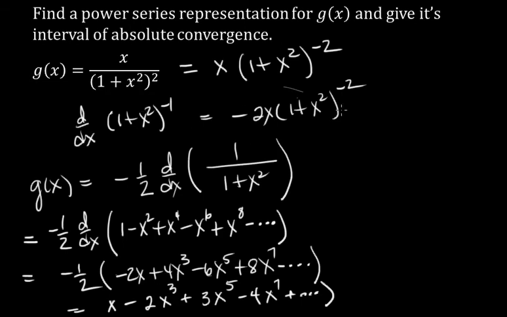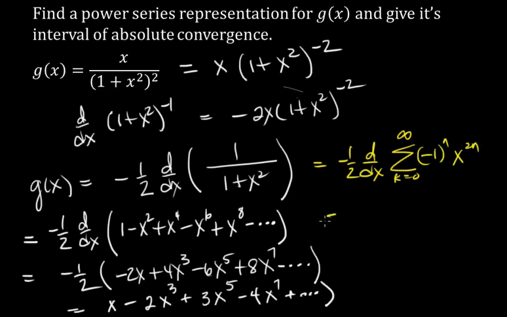When I saw that it was the derivative here, at this point I would say it is minus 1 half the derivative with respect to x of the sum from n equals 0 to infinity of (minus 1) to the n times x to the 2n. Differentiating term by term, still having my minus 1 half on the outside, the first term will disappear, so it'll be n equals 1 to infinity, (minus 1) to the n, that's just a constant, times 2n x to the 2n minus 1, using the power rule on each term.